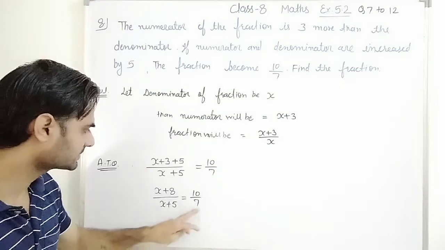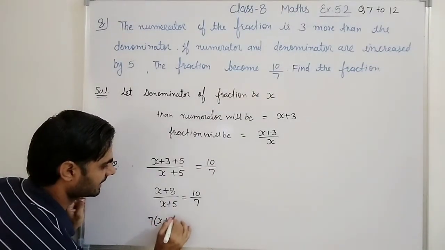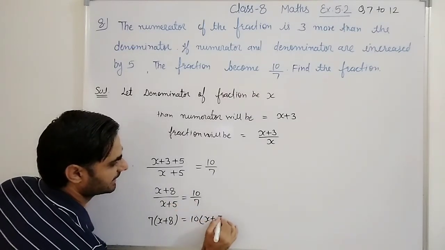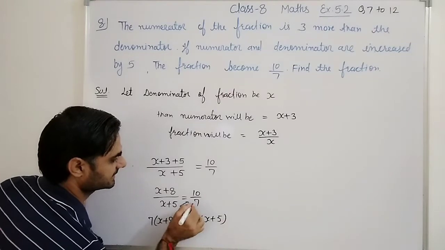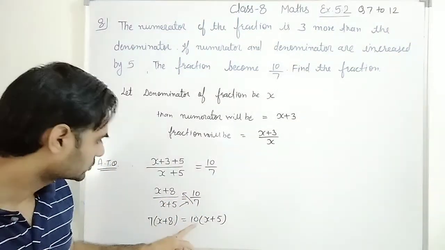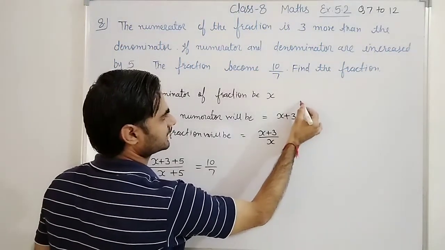Can you solve this equation by cross multiplying? So this 7 will be multiplied by x plus 8, and this 10 will be multiplied by x plus 5. Can we do it like this? Right? So here this will be multiplied: 7 multiplied by x, and the rest I will do here.